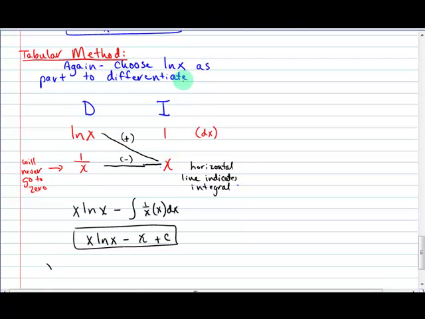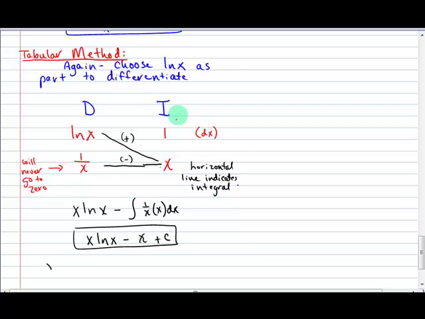Again, you're going to choose ln(x) to go in your differentiate column, your derivative column, because we can't integrate it. So we've got ln(x), and if we took the derivative, we'd go to 1 over x. We keep taking the derivative, we will never go to 0. We will never get to 0. So we know to stop, and we draw a horizontal line. And I did this example so that you'd see, normally you want to try to go to 0. If you can't go to 0, you go ahead and stop, draw a horizontal line.